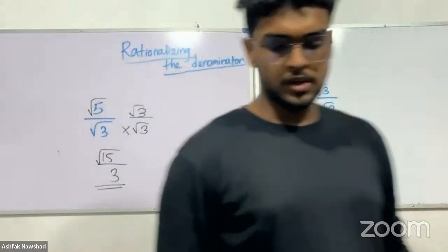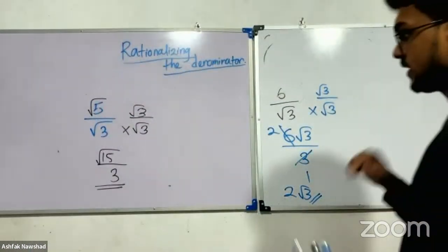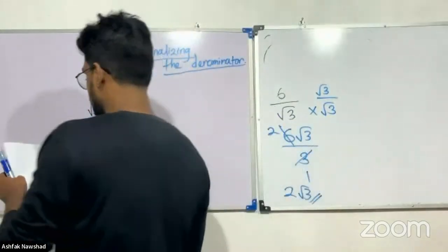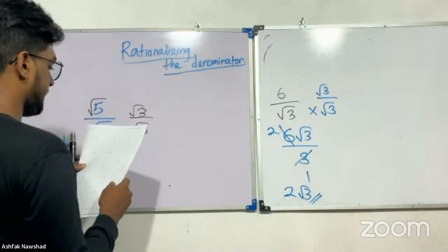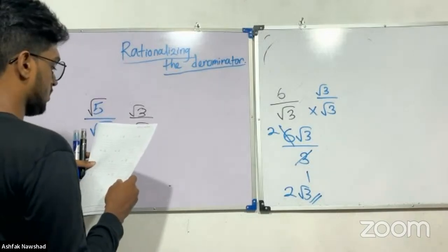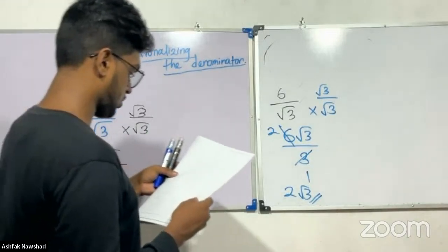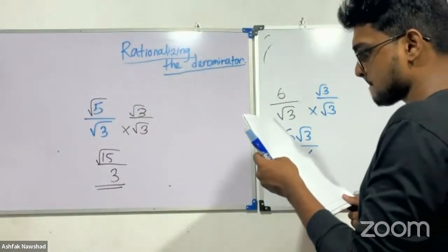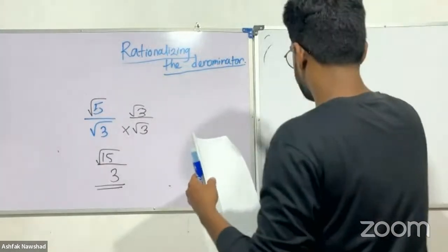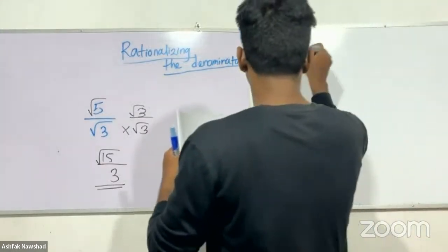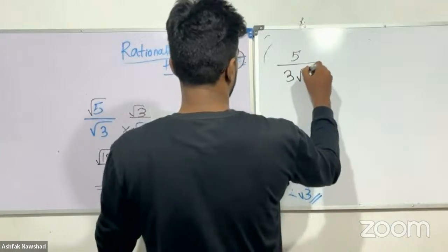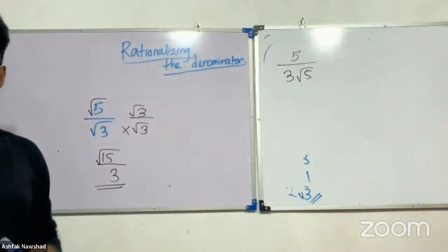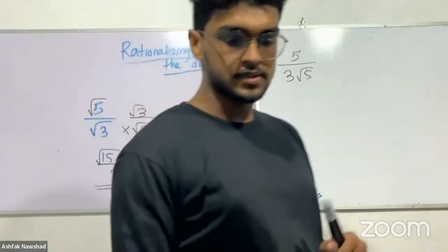Good, great. So this is the final example I'm going to do, and then I'm going to give you some questions from the tutor, right? Let's do 5 over 3 root 5. So from which number should I multiply this fraction?